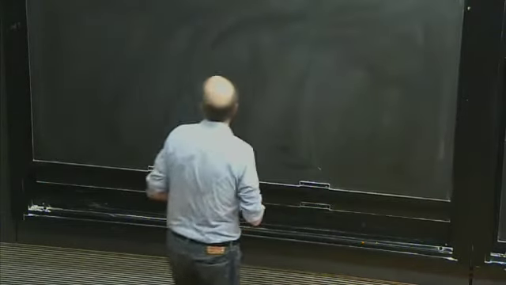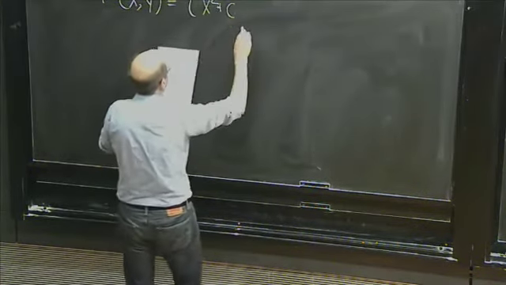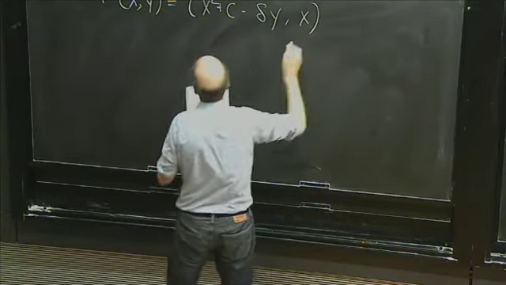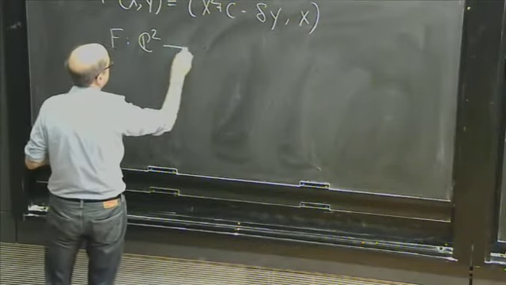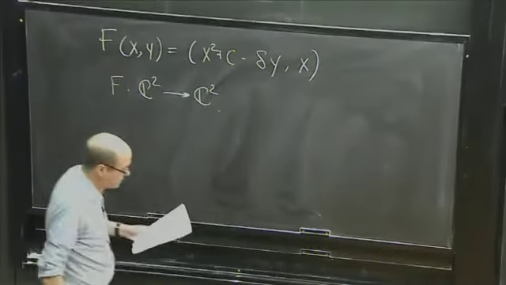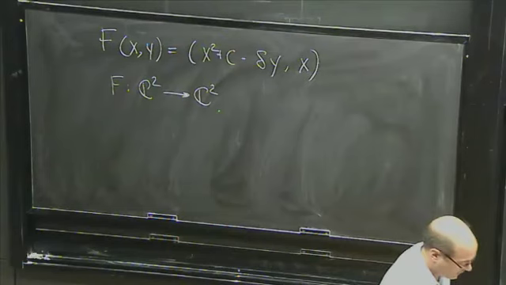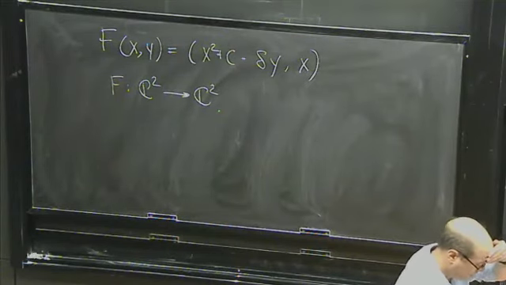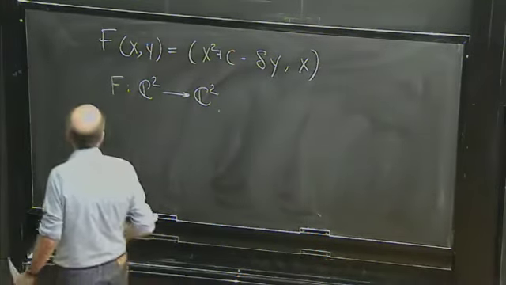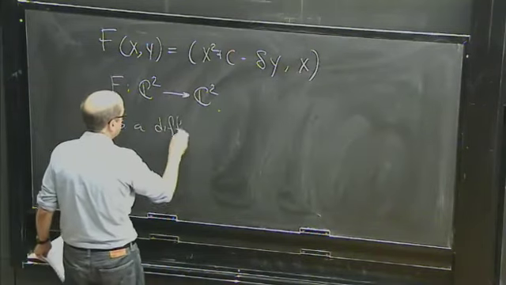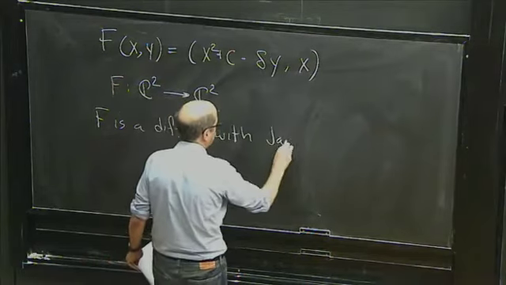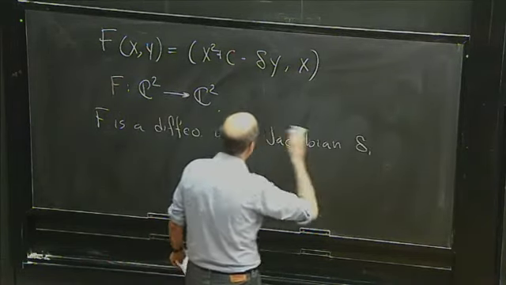So let me go back to that period. Hubbard introduced the following map: f(x, y) = (x squared plus c minus delta y, x), where we're thinking of f as mapping C2 to C2. Hubbard gave a series of talks on this. So why is it interesting? Well, f is a diffeomorphism with constant Jacobian equal to delta.